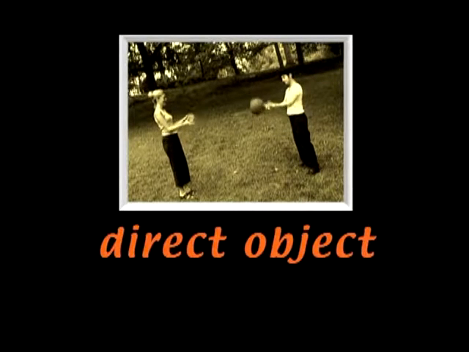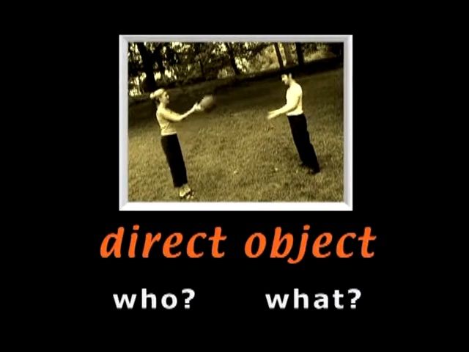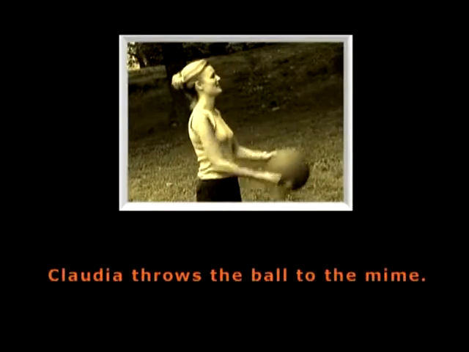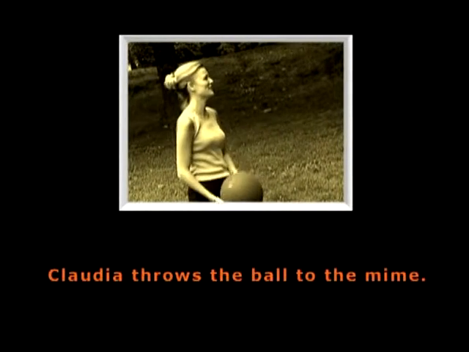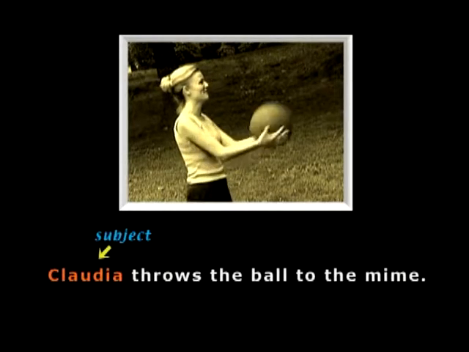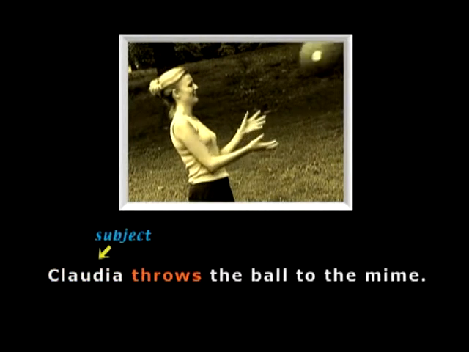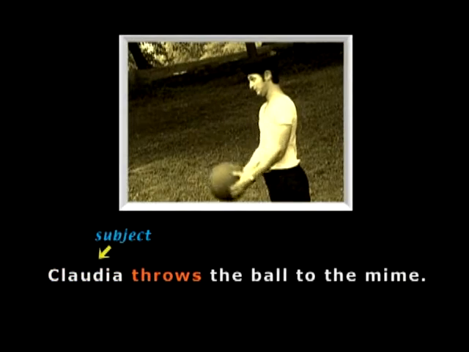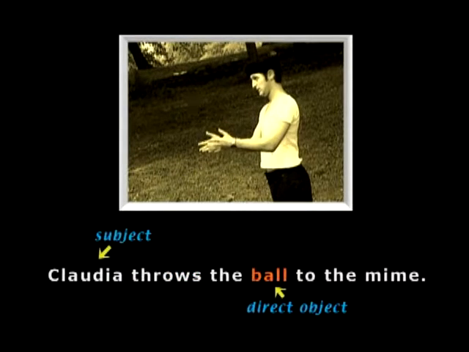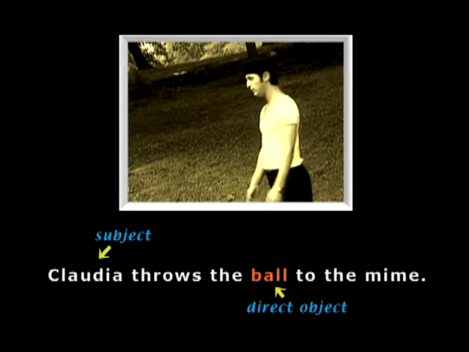We're going to kick this section off by dissecting a typical, run-of-the-mill, everyday sentence. Claudia throws the ball to the mime. In English, a direct object is a noun that receives the action of the verb and usually answers the question who or what. Look at the sentence. Claudia throws the ball to the mime. We know that Claudia is our subject. The verb is throws, and the word that's receiving the action, the direct object, is ball. What's being thrown? The ball.